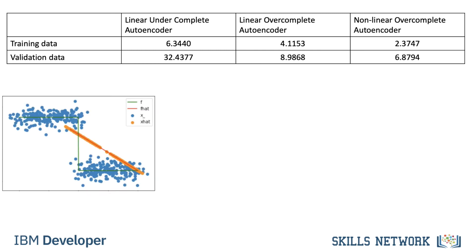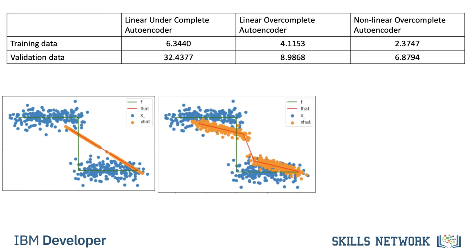In the following plot, we see the noisy samples in blue and the manifold in green. The red line is the manifold after it's passed through the linear undercomplete autoencoder with one latent dimension. The orange points are the points after they pass through the autoencoder. We see the points and the manifold are mapped to a line. The next plot shows the linear overcomplete autoencoder with 10 latent dimensions. We see that the output does a better job, but the manifold is distorted in addition and the orange points do not fall on the manifold.